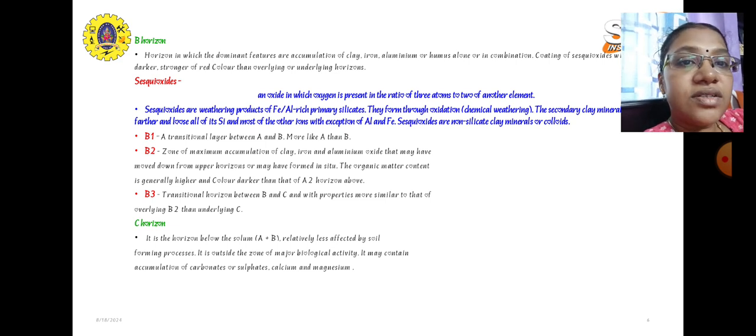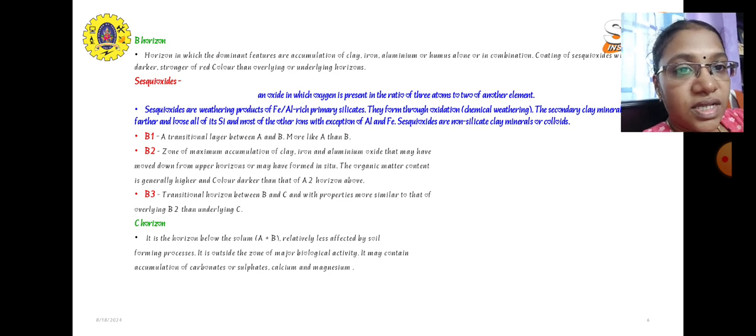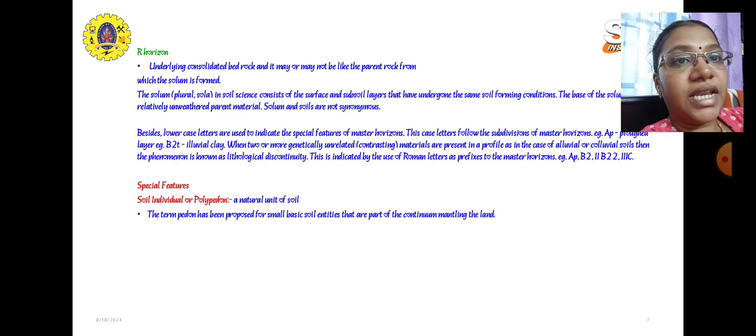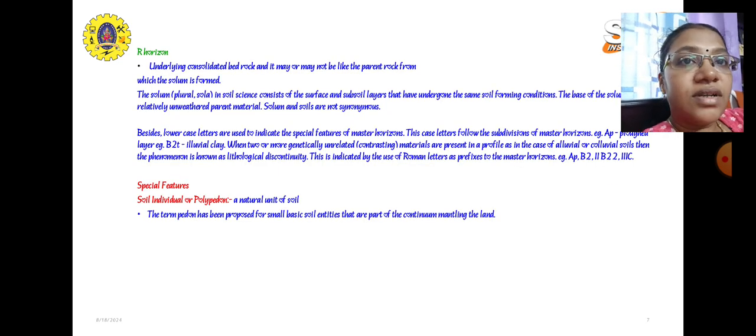So the C horizon is the horizon below the column A plus B. It is relatively less affected by soil forming processes. It is outside the zone of major biological activity, and this will contain accumulation of carbonates or sulfates, calcium and magnesium. And the R horizon is the underlying consolidated bedrock, and it may or may not be like the parent rock from which the soil is formed.